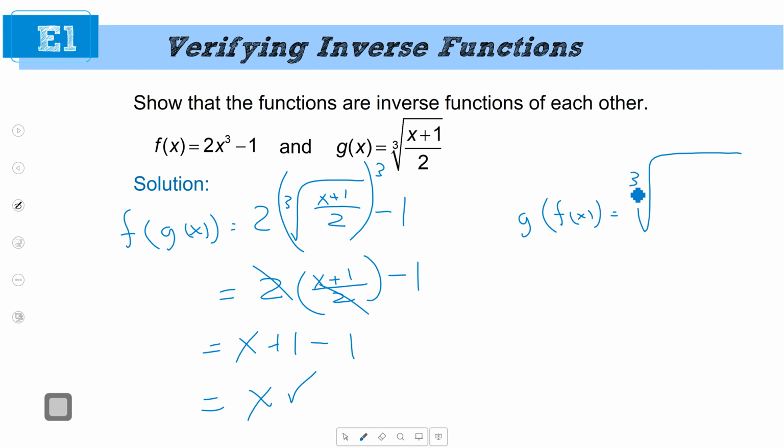The cubic root of 2x cubed minus 1, plus 1, over 2. Minus 1 plus 1 cancels, the 2s cancel, the cubic root of x cubed is x. Done. Good. Those are inverses. Life is good. And I know you've done that before, so we're going to move on. Questions?